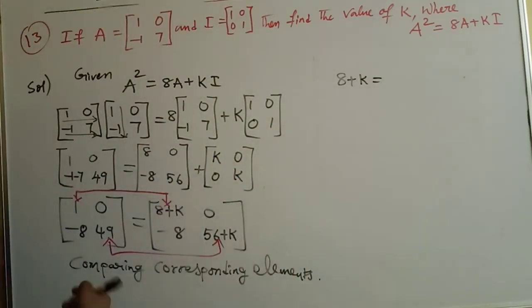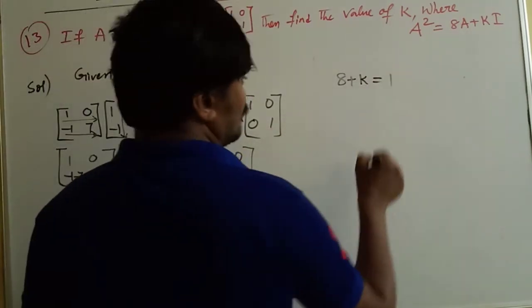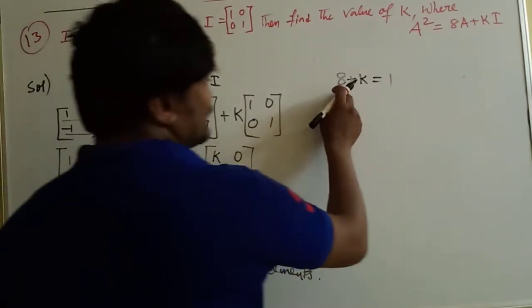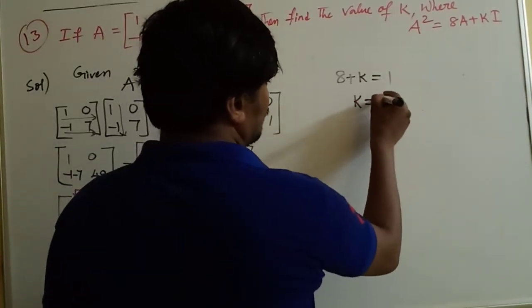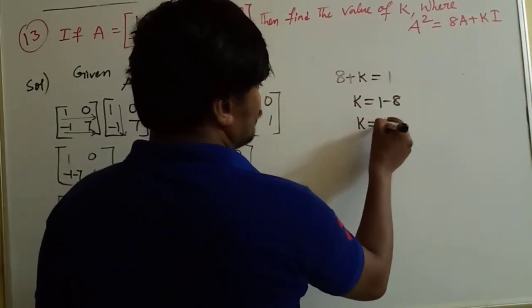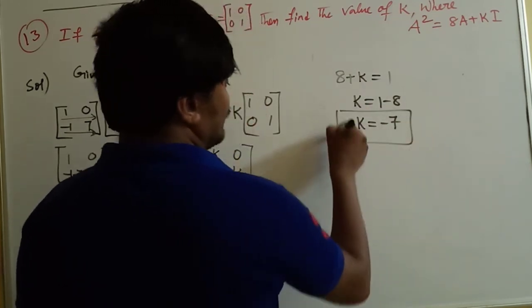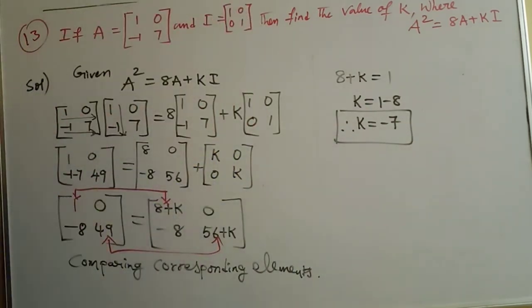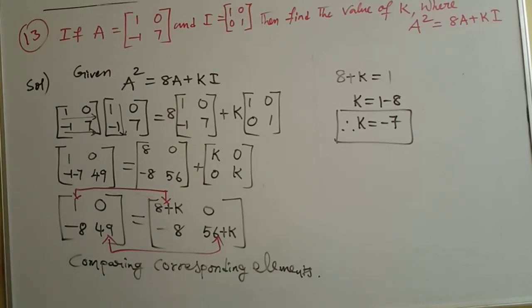So 8 plus k is equal to 1. Plus 8 goes to that side as minus 8, so k is equal to 1 minus 8, k is equal to minus 7. Therefore k is equal to minus 7. If you want to verify, do this part also. Here plus 56 goes to that side as minus 56. Minus 56 plus 49 means again you get minus 7. So the k value is minus 7. In this way you have to find it, and this is very important for a 2-mark question. So that is about your problem number 13.